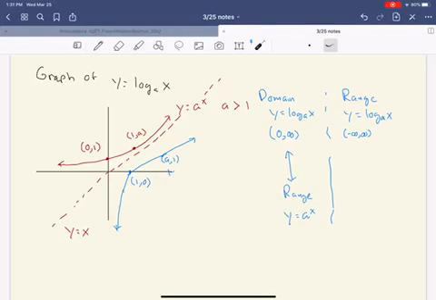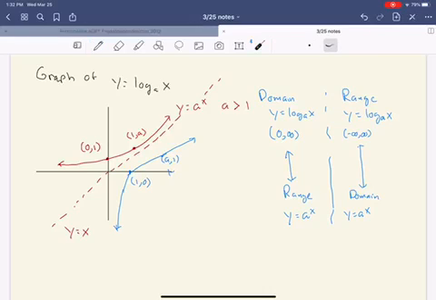Okay? This is equivalent to the domain of y equals a to the x. Okay? The y equals a to the x, this one, the x values here go from negative infinity to infinity, but the y values go from 0 up to infinity. Okay? So, just remember that sort of relationship.